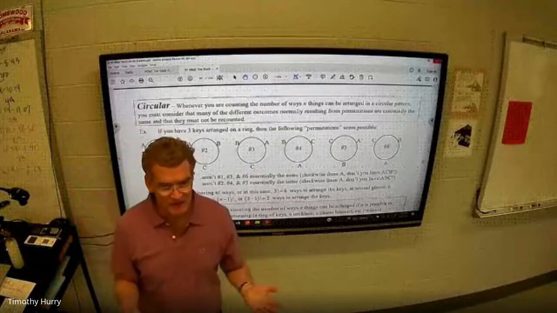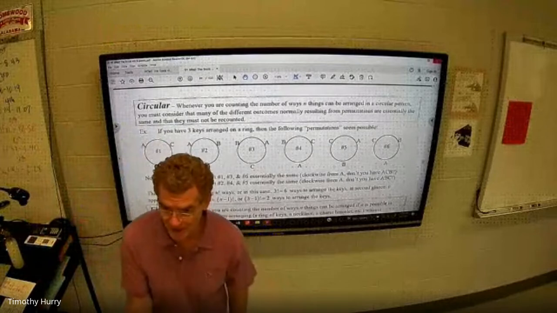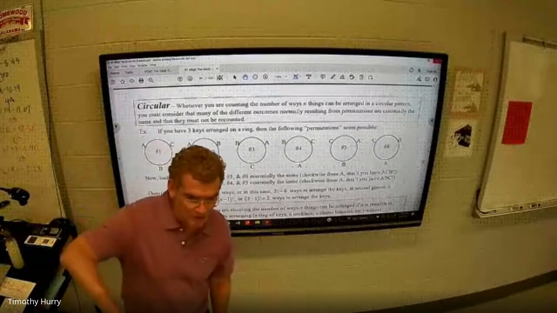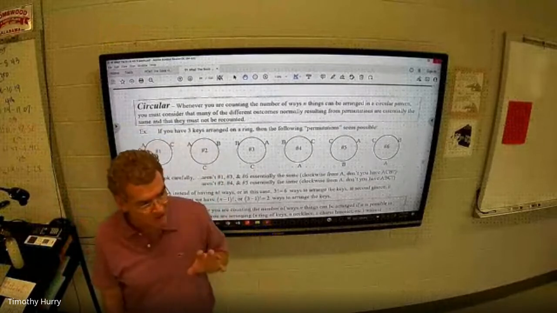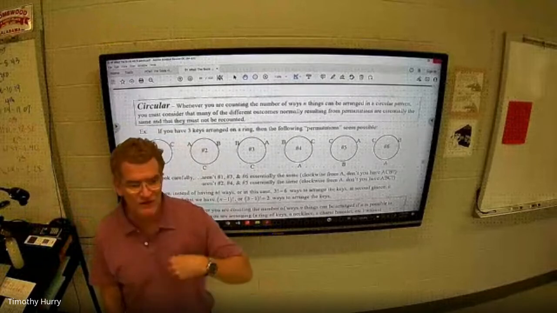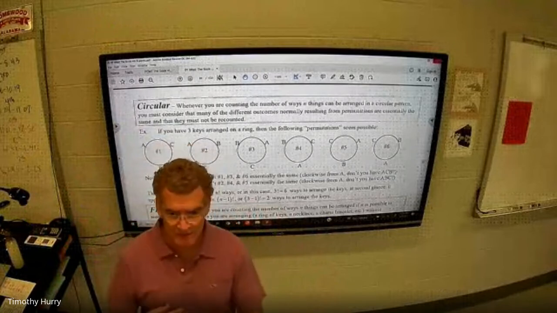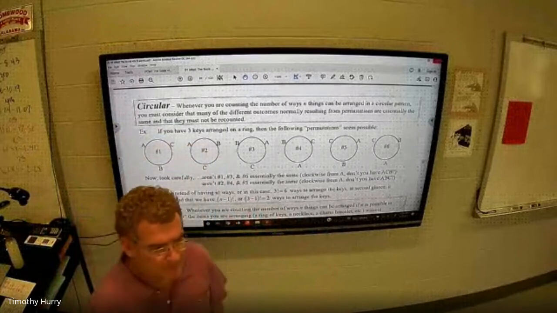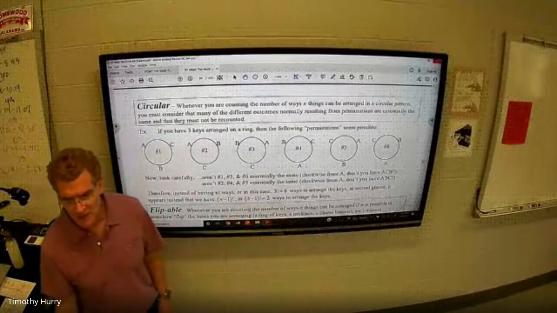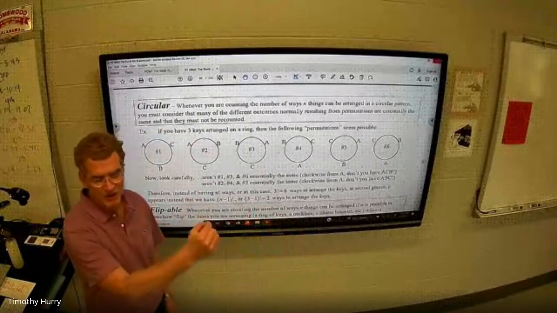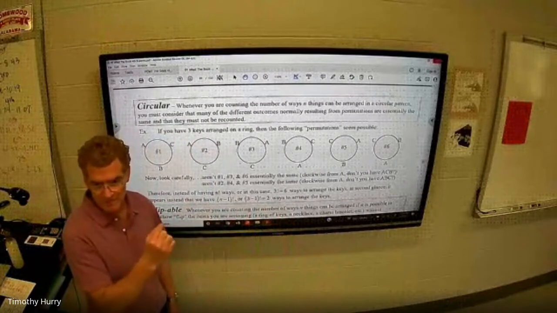You don't even have to think that way. You could just say there's 3 ways I could put it in the first spot. Once that thing's in there, there's 2 remaining ones, right? And then once that one's there, there's only 1 remaining for the last spot, 3 times 2 times 1, using that fundamental counting principle. Now, things change when I arrange them in a circular situation.